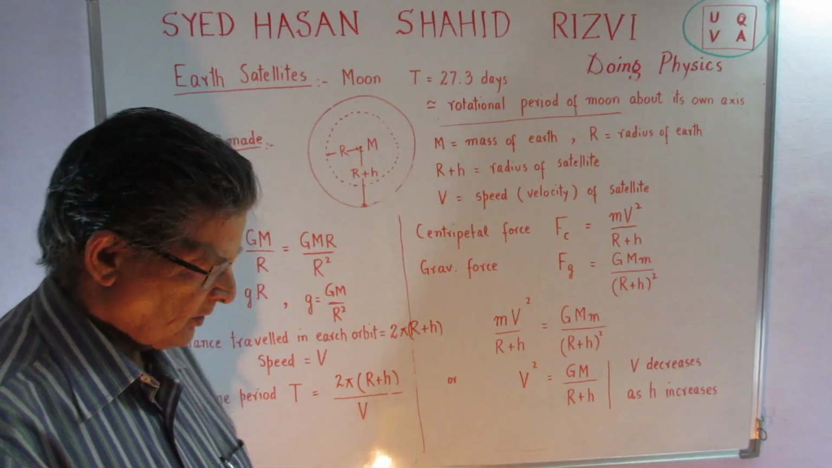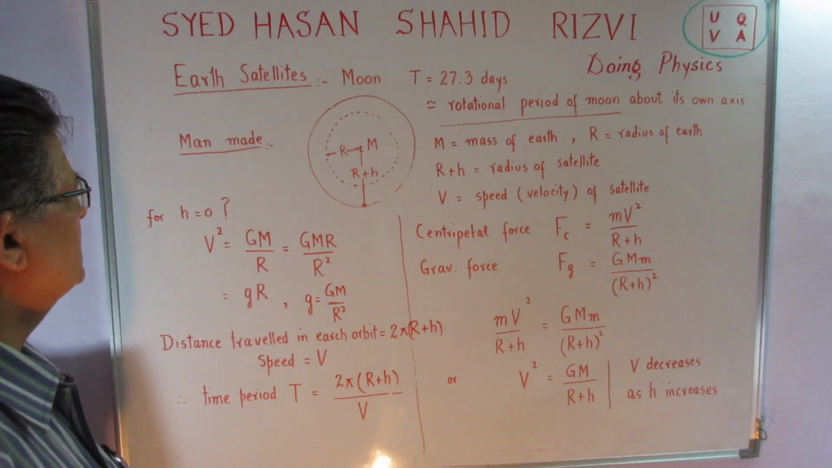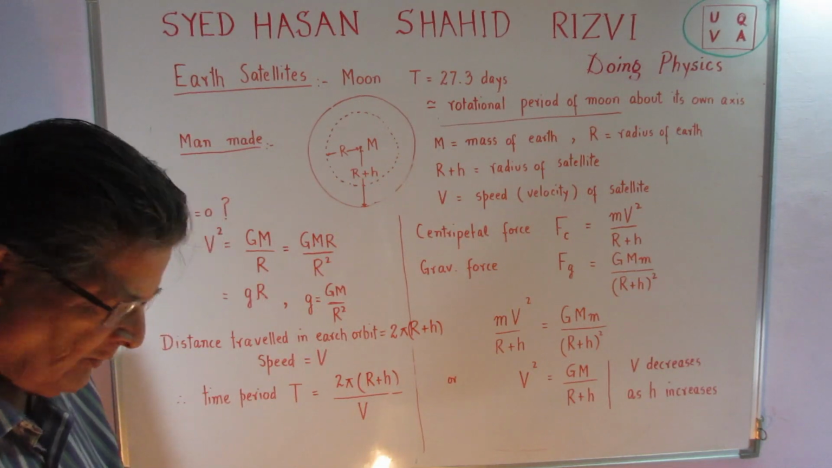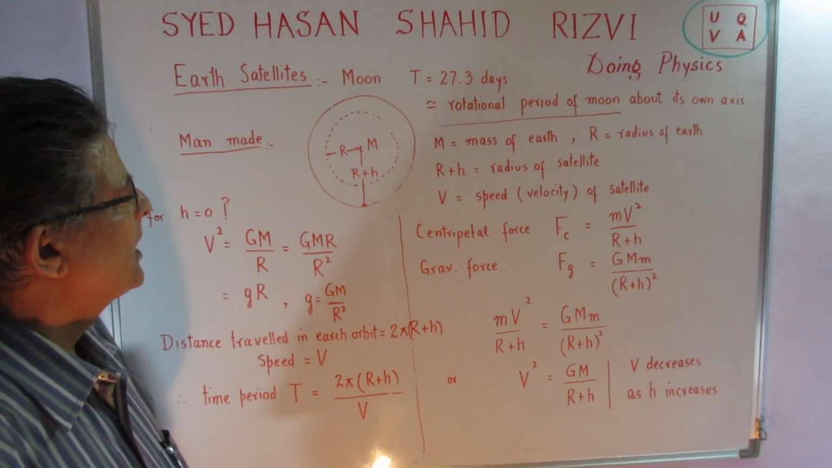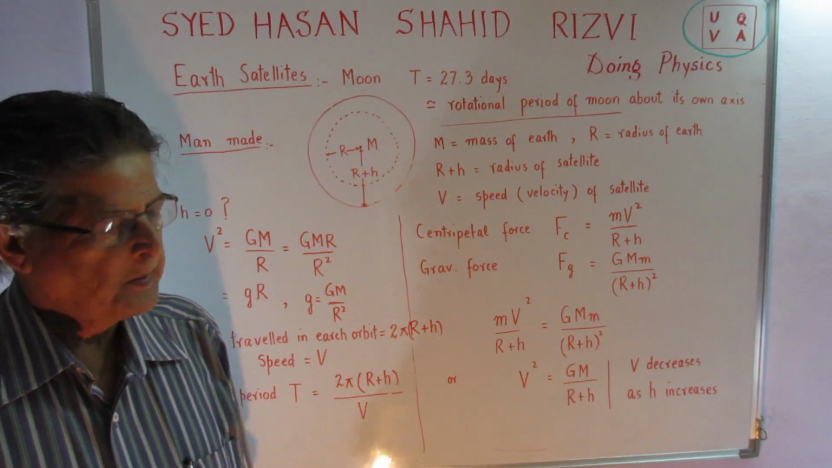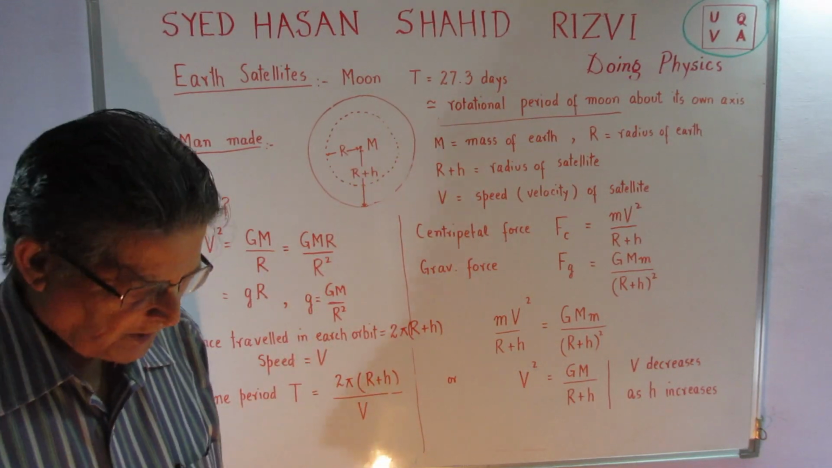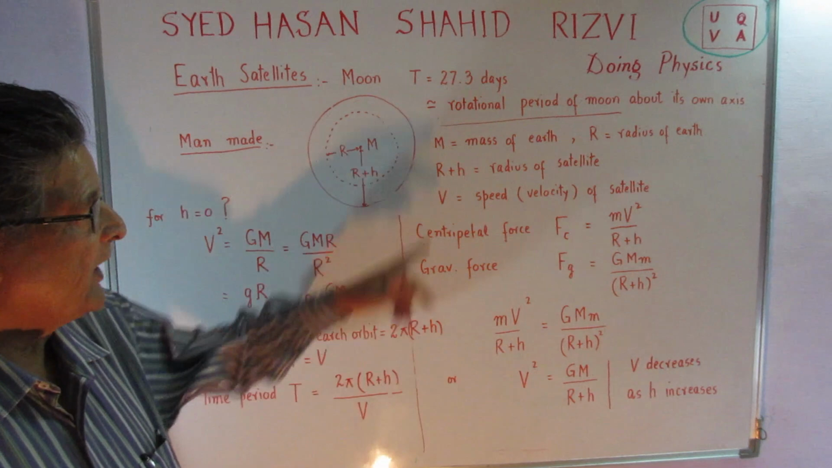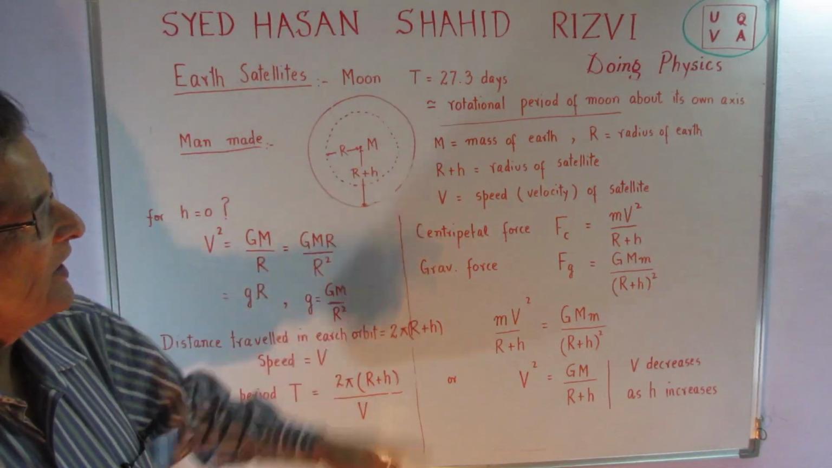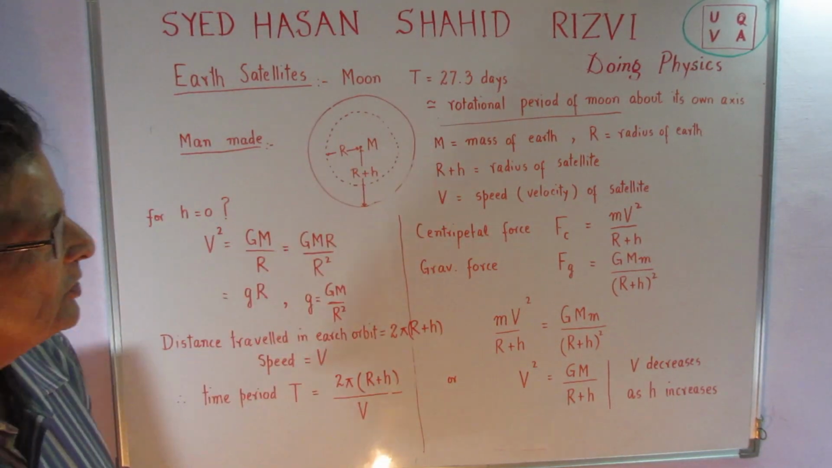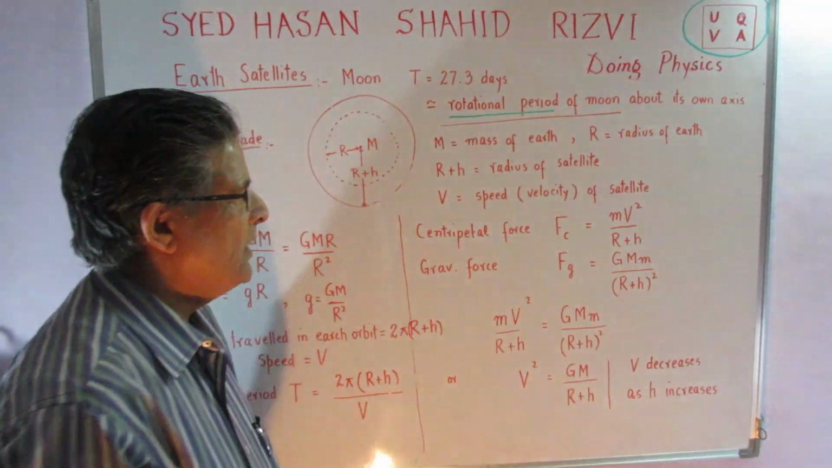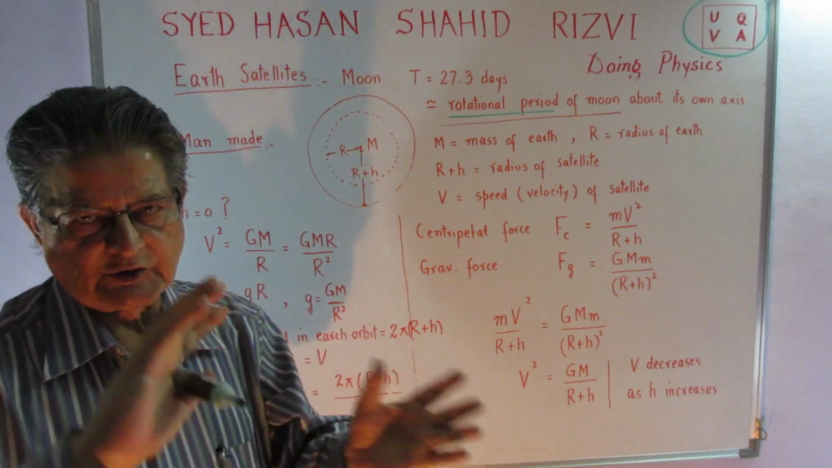So the next thing we are going to discuss in detail is the very interesting subject of the satellites of Earth, which has a natural satellite, the Moon, with the time period of 27.3 days, which, very interestingly, is also equal to the rotational period of the Moon about its own axis.